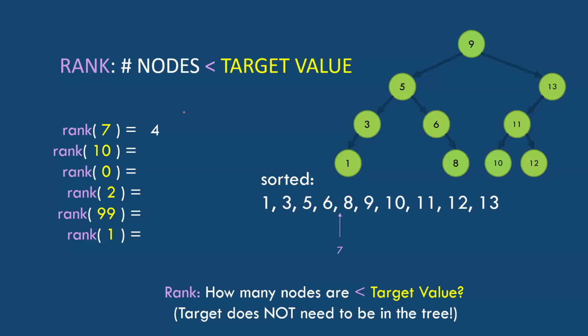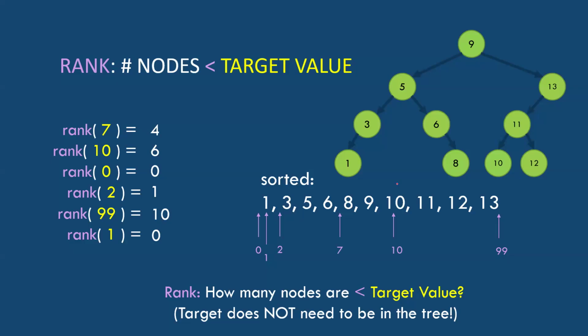Okay, what's the rank of a 7? 4 nodes before it. What's the rank of the 10? 6 nodes before it. Okay, 1, 2, 3, 4, 5, 6, not including the 10. That's what we mean by rank. What's the rank of 0? That's going to be nothing. Okay, and so on. So those are the major operations you would want to do on a binary search tree.